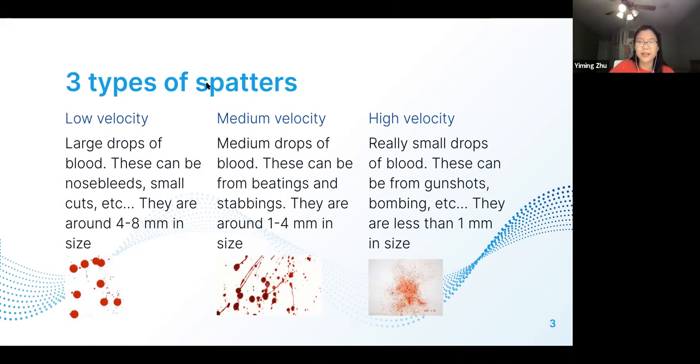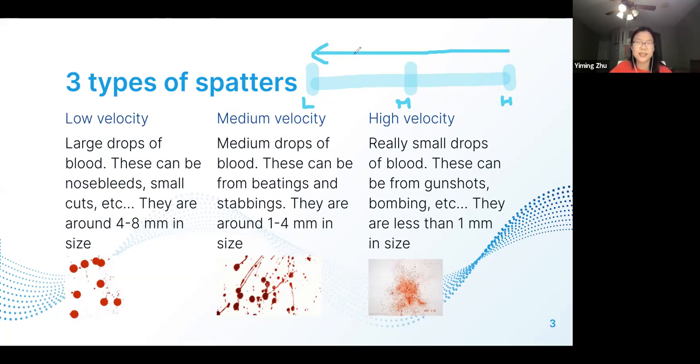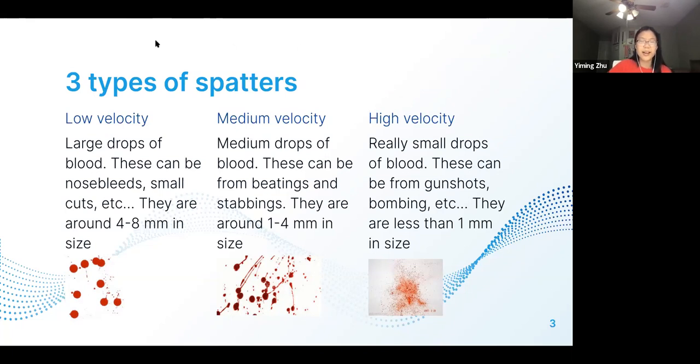So, one second, okay, here. This is low velocity, medium velocity, and high velocity. And then it just gets larger that way. Pretend there's an arrow there. Where the arrow points, it just gets larger and larger. Okay, next slide.